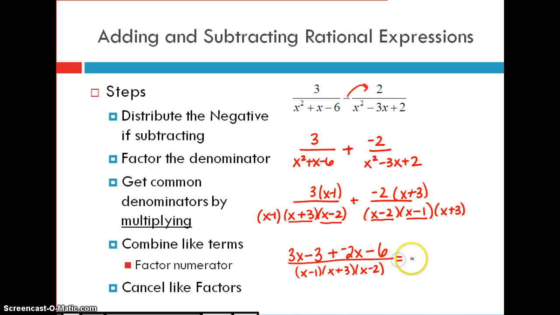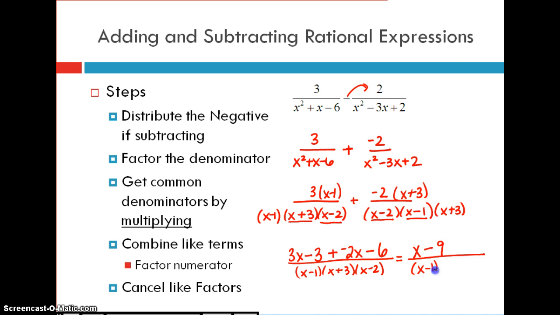And again, it says combine like terms. So sometimes combining like terms is not just one step. It could take multiple steps. So 3x and a negative 2x would just be a plain x. A negative 3 and a negative 6 would be a minus 9.